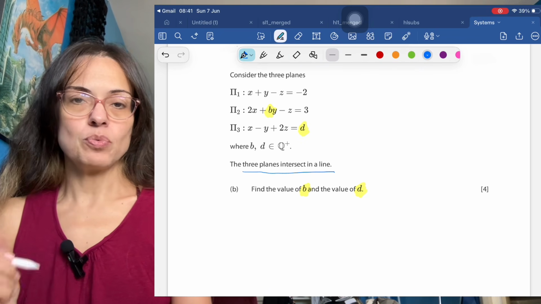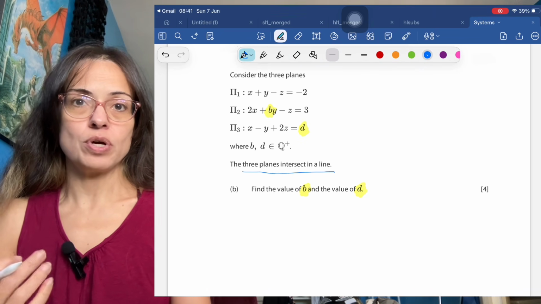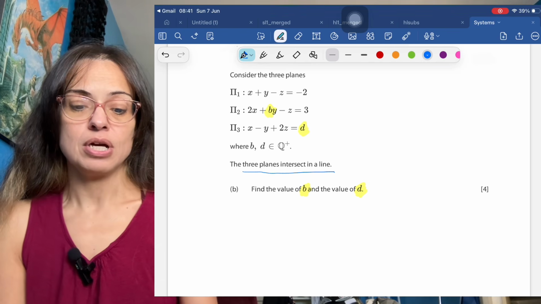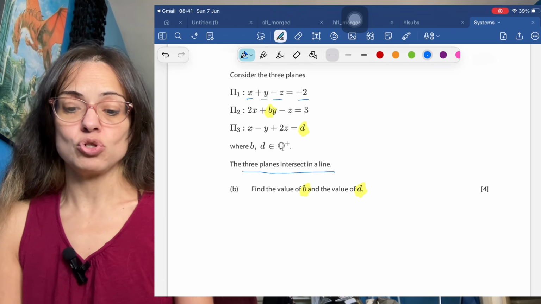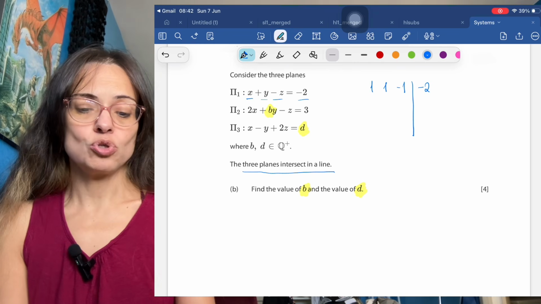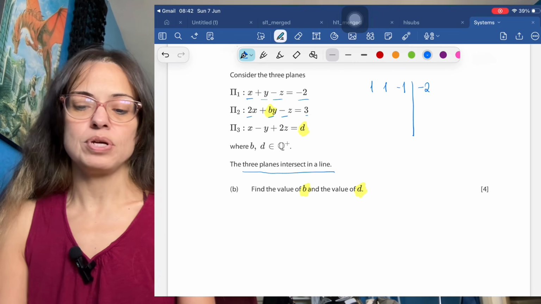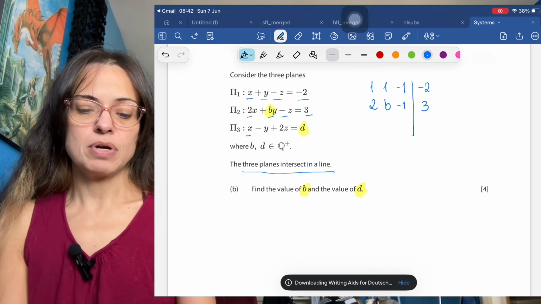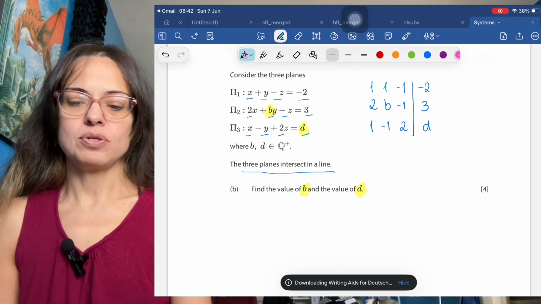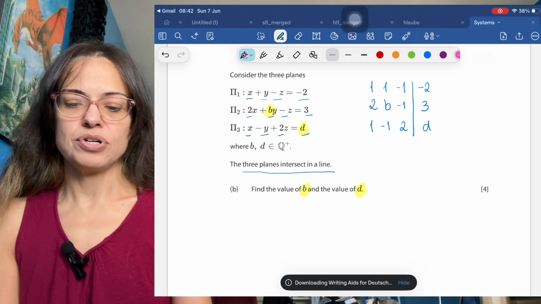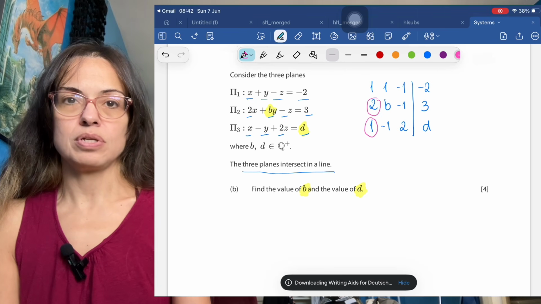So let's begin by rewriting the system in the short way so that we can solve it faster. The first line has coefficients 1, 1, minus 1, and minus 2. The second one is 2, b, minus 1, and 3. And the third one is 1, minus 1, 2, d. Remember that we have to make three zeros appear here in this order. First this one, then this one, and then this one.